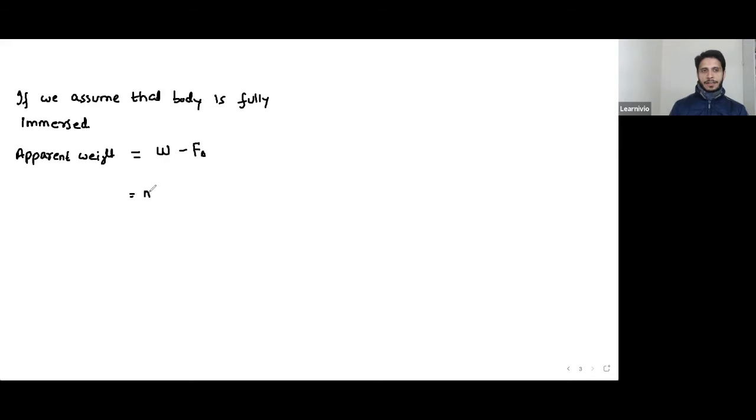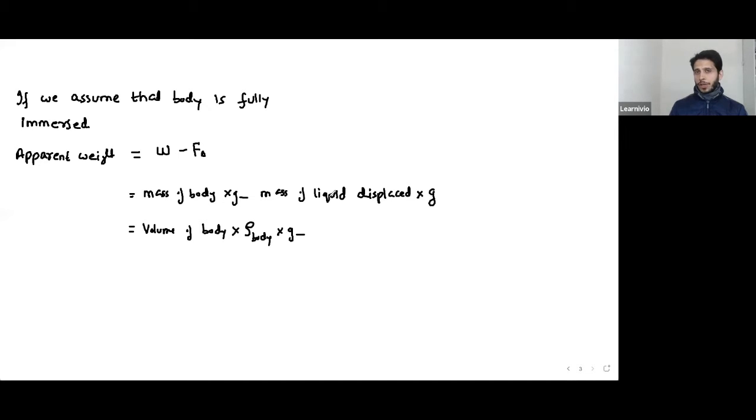Weight you can write as mass of body multiplied by G. Buoyant force you write as mass of liquid displaced multiplied by G. So the apparent weight is mass of body into G minus mass of liquid displaced into G. Mass of body, you can write as volume of body multiplied by density of body multiplied by G. Mass of liquid displaced, you can write as volume of liquid displaced multiplied by the density of liquid multiplied by G.